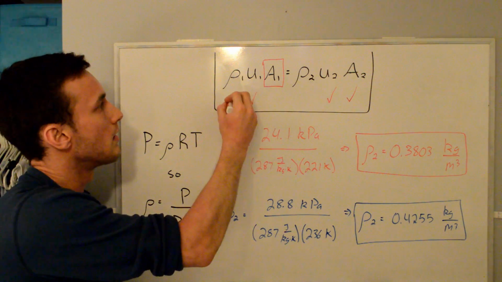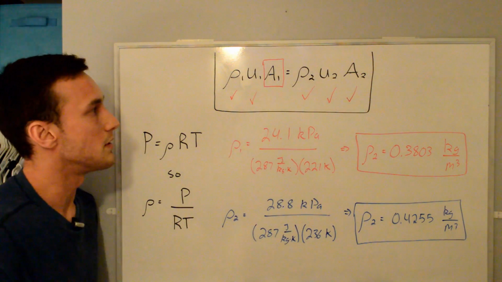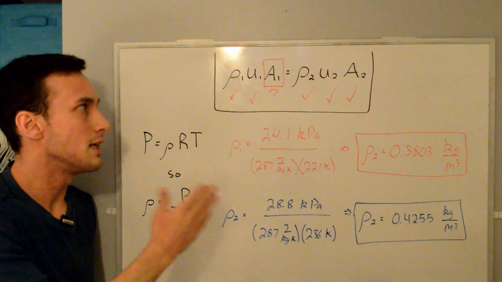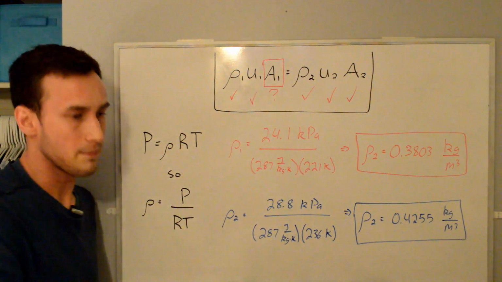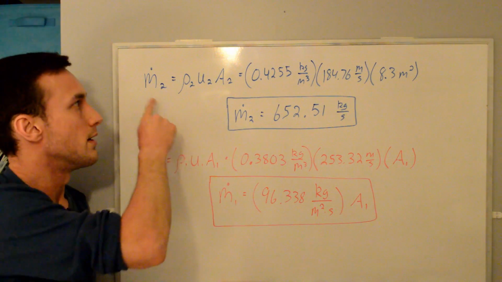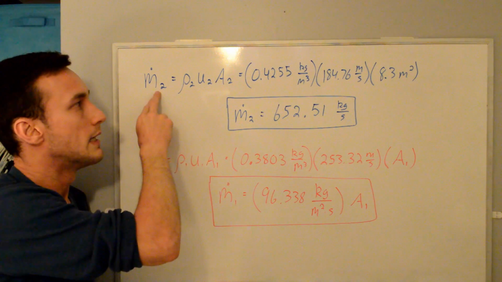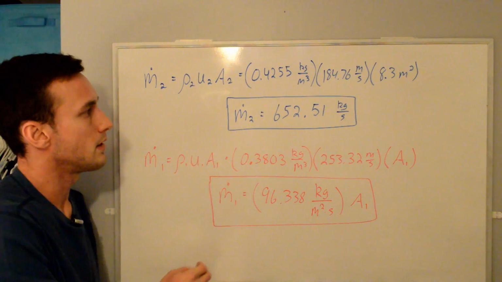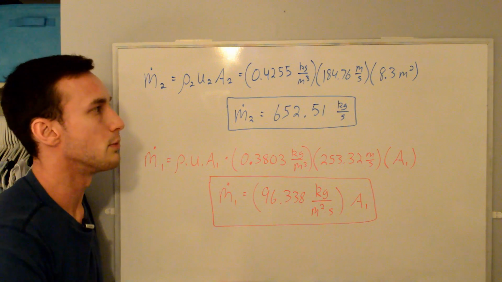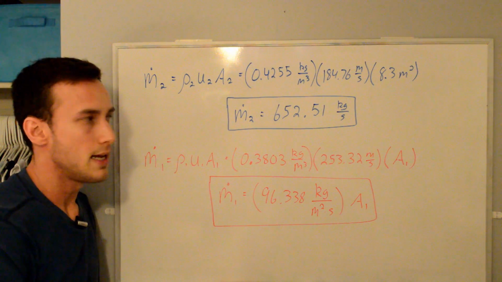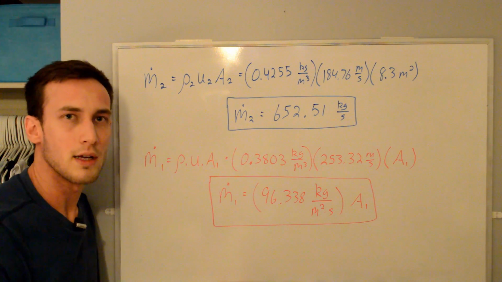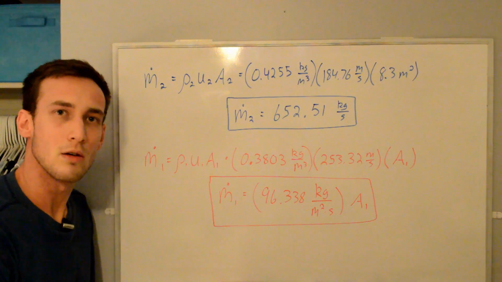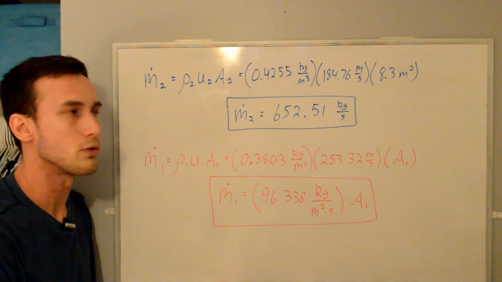And now we can say we have those as well, which means the only thing that we're left with is the area of the inlet that we're trying to solve for. So let's do that. If we plug into the mass flow rate equation for state 2, where we know everything, we can plug in the density, velocity, area, and we get a mass flow rate of 652.51 kilograms per second. And I've checked some data sheets online, and there's one that says that the mass flow rate is actually about 570 kilograms per second for this particular engine at cruise.